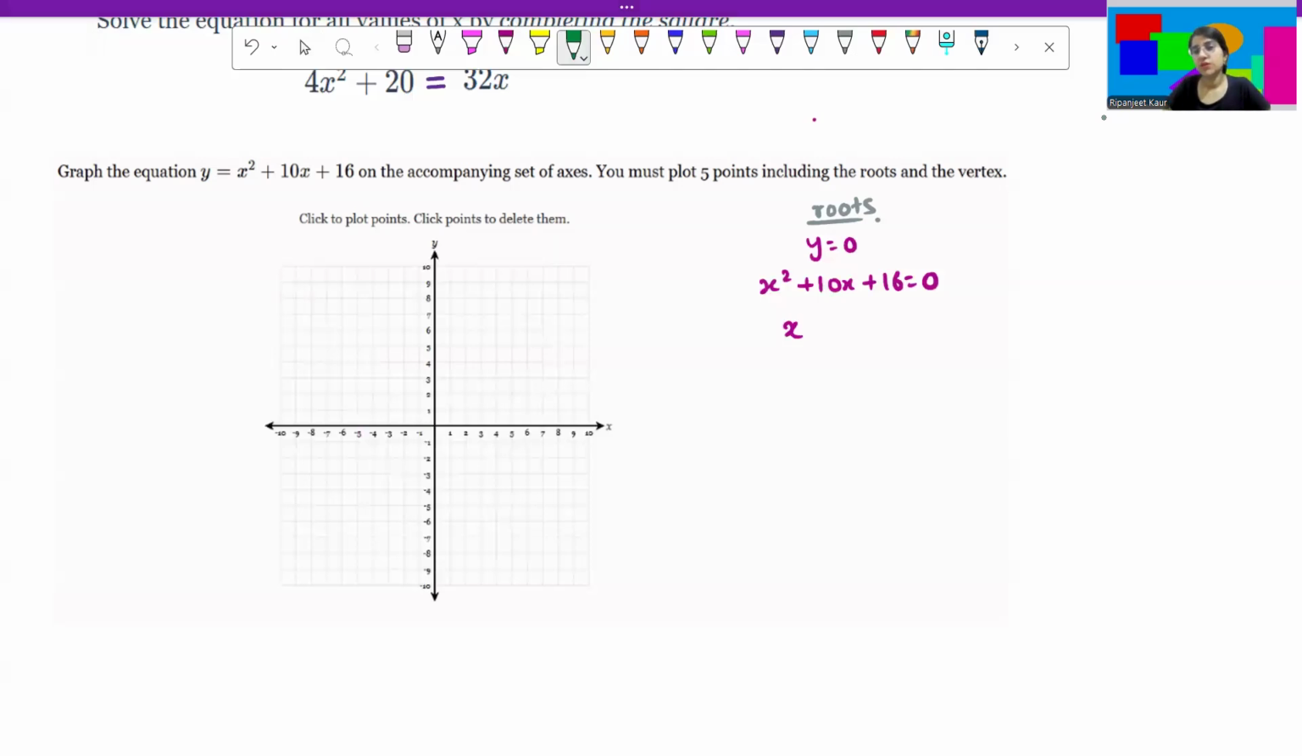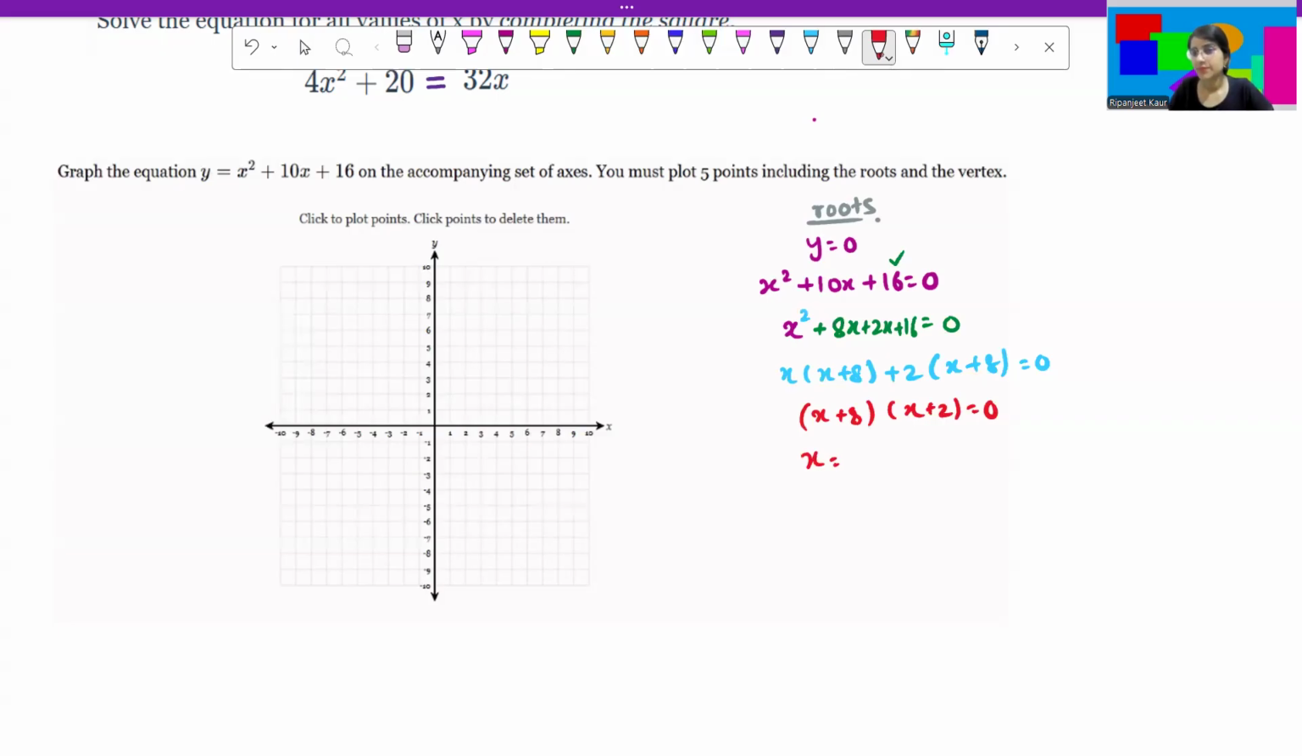Okay. So what do you think? What are the numbers which by multiplying give us 16, and by adding give us 10? 8 and 2. So x square plus 8x plus 2x plus 16. We can take the x common, x plus 8. We can take the 2 common, x plus 8. What are the two factors we get here? What are the two values we will be getting here for x?